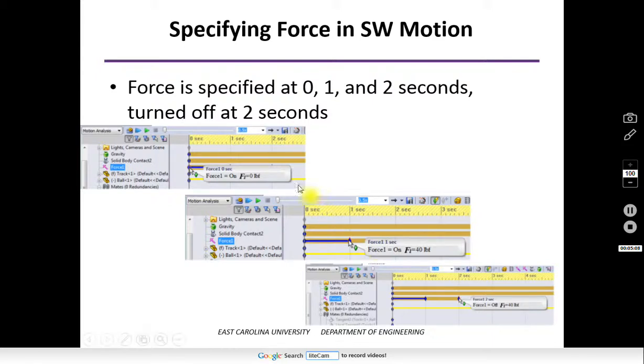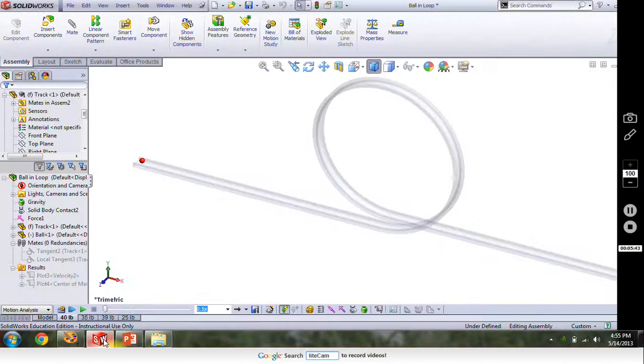Now, before we go to the SolidWorks simulation, the way we're going to apply the force, there are several ways to do it, but the way we're going to do it is simply with a single force. We set its value to 0 at time equals 0. Then edit that to have a value of 40 pounds at time equals 1 second. Also have a value of 40 pounds at time equals 2 seconds, and at that point we turn the force off. You notice the blue bar between the time 0 and 1 second. What that indicates is that the force will be increasing linearly between those two times.